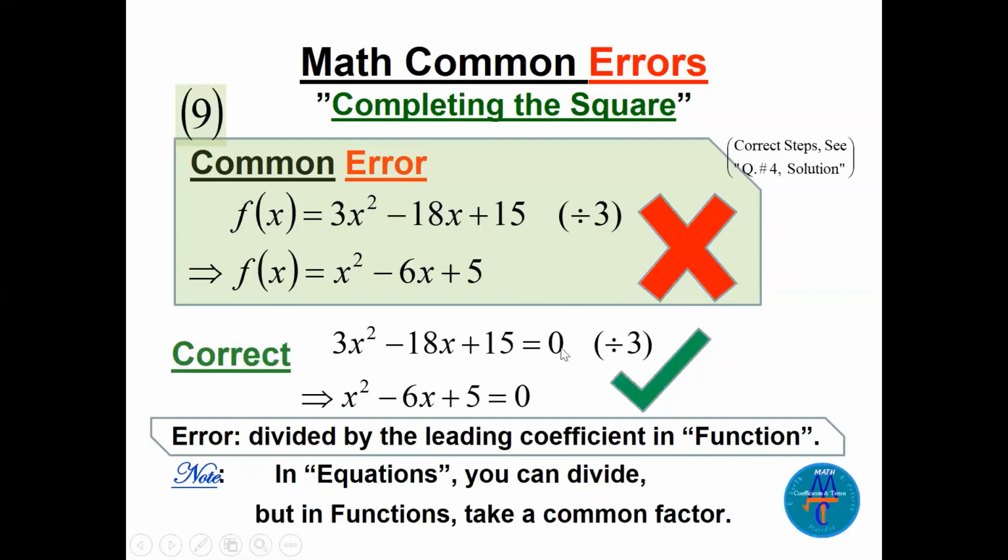We will do this on question number 4. We will see completing the square. So in equations, you can divide because this is equal to 0. Divide by any number not equal to 0, positive number, fraction, negative, any number, at any time, more than one time. But in the function, we take a common factor. I will show you what we do. Just take a common factor of 3 here, so you get x squared minus 6. Leave the 3 and complete the square inside. You have to leave the 3.